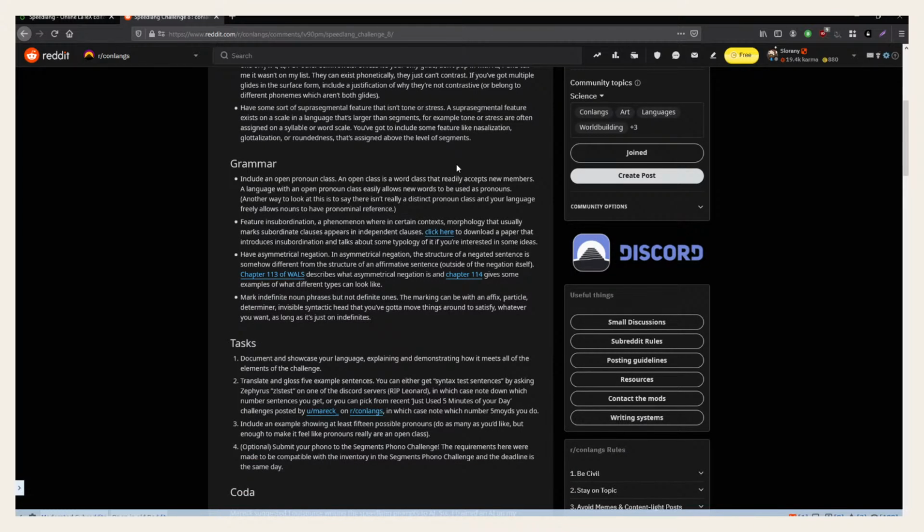Grammar. Include an open pronoun class. Okay. An open class is a word class that readily accepts new members. A language with an open pronoun class easily allows new words to be used as pronouns. Another way to look at this is to say there isn't really a distinct pronoun class, and your language freely allows nouns to have pronominal reference. Yeah, that's probably what I'm going to do. Oh, actually I have an idea: allowing inflection for case on nouns only if they are used as pronouns.